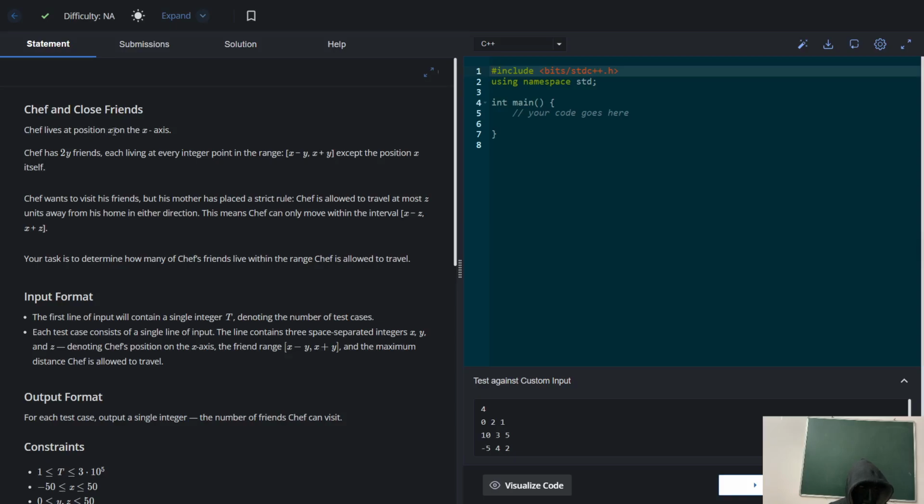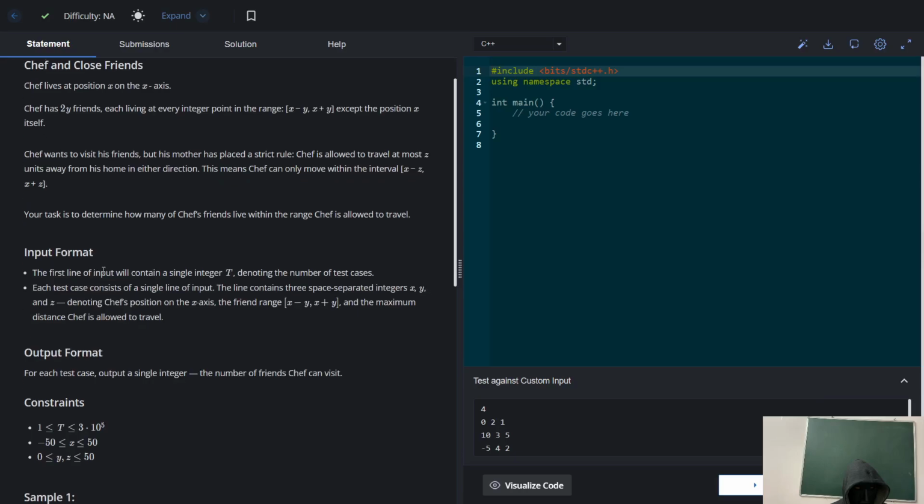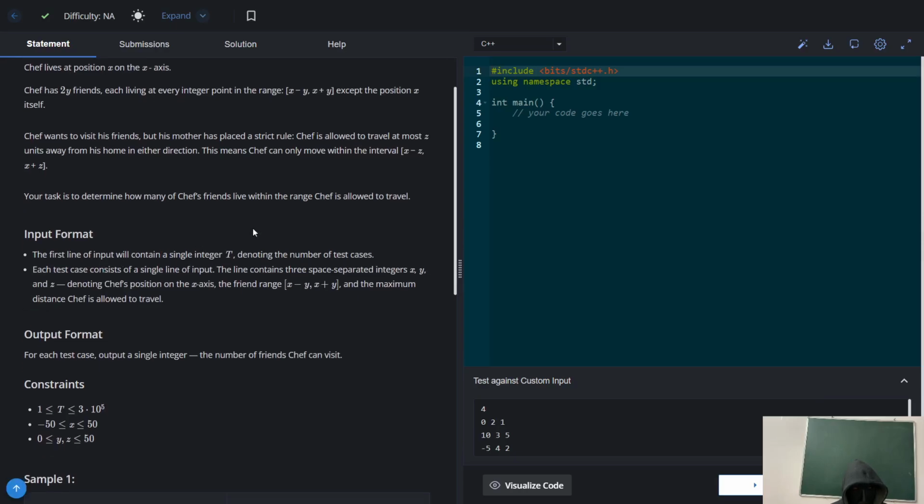Chef lives at position X on the X-axis. Chef has two Y friends, each living at every integer point in the range X minus Y to X plus Y, except the position X itself. Chef wants to visit his friends, but his mother has placed strict rules. Basically, Chef is allowed to travel at most Z units away from his home in either direction. This means Chef can only move within the interval X minus Z to X plus Z. So your task is to determine how many of Chef's friends live within the range Chef is allowed to travel.